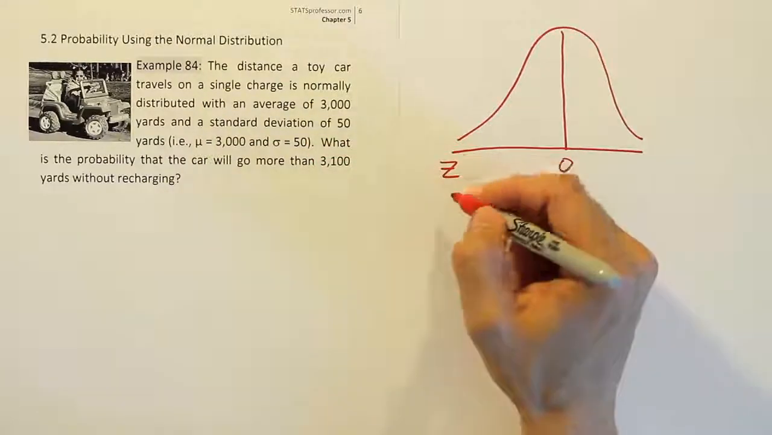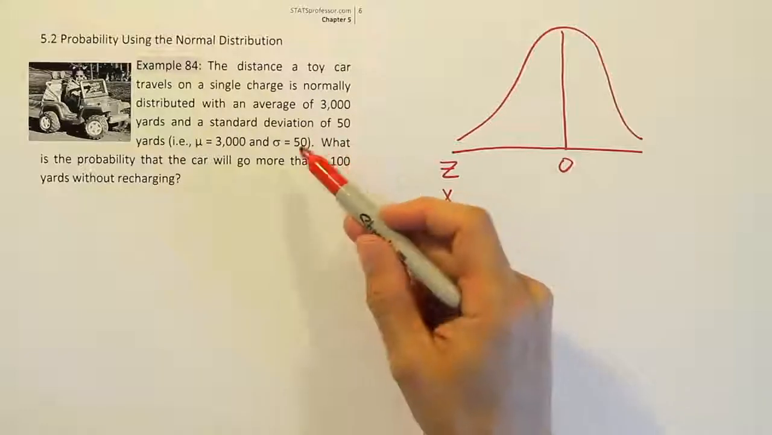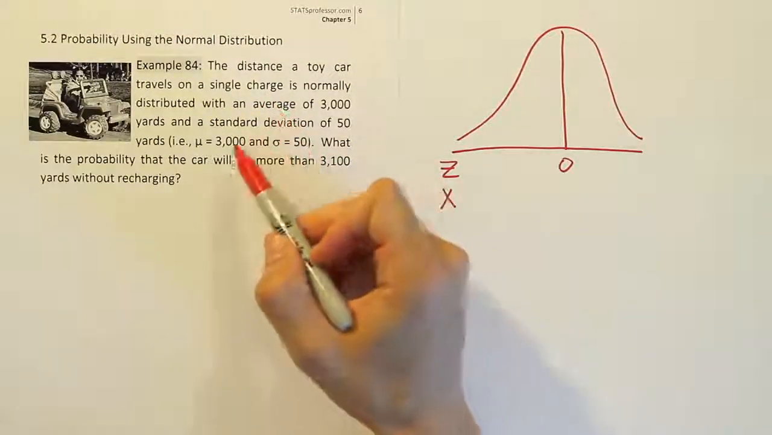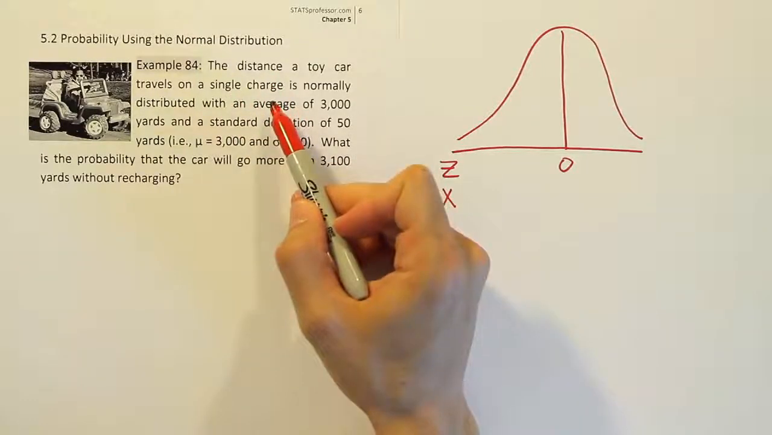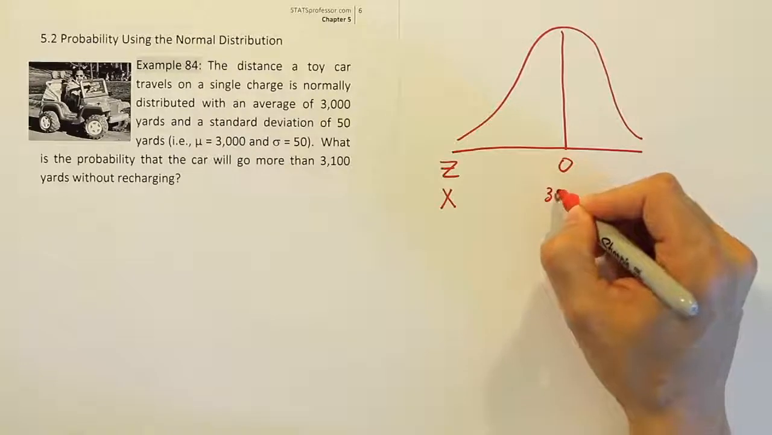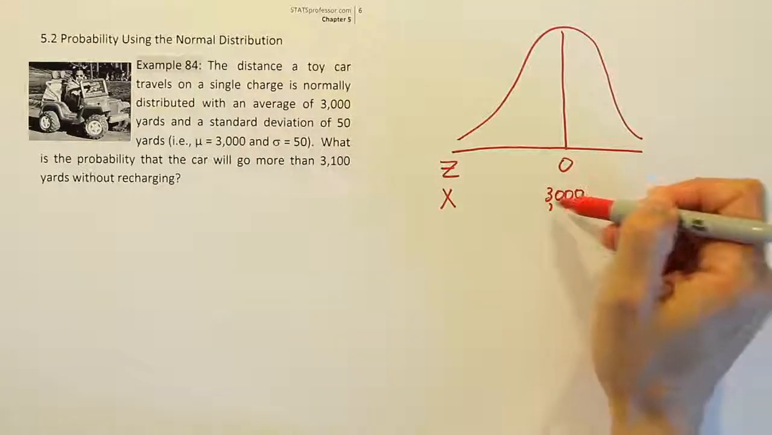It's a bell curve that doesn't have a mean of 0 or a standard deviation of 1. Whenever that happens, you need to create an x number line that puts the variable we're interested in on that number line. In this case, we're interested in the distance the toy car will travel on a single charge. On average, that value is 3,000. So I'm putting the mean on the drawing where it belongs. That's where you put your mean.